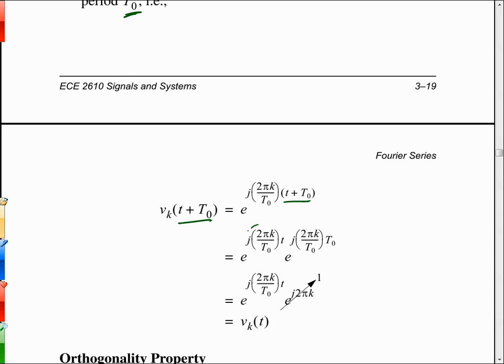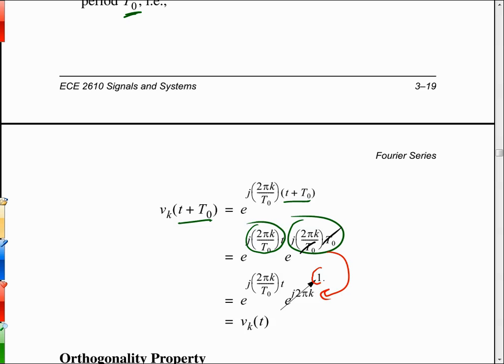So you put t plus t naught up into the argument, and then multiply it out into what was the original first term without the time shift, and then the t naught term is this guy right here, but that means that that is canceling. So this term just reduces down to e to the j 2 pi k, which again is going to be equal to 1.